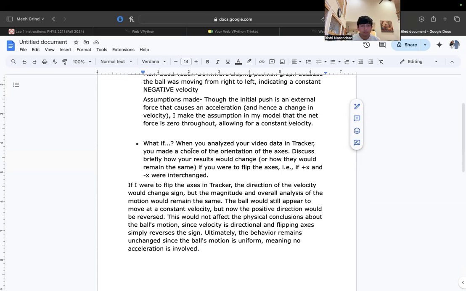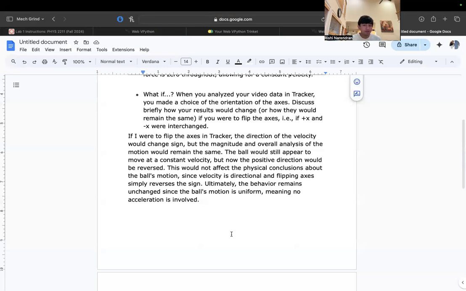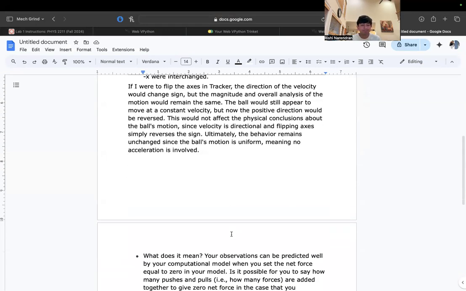So the first question asks, when you analyzed your video data in Tracker, you made a choice of the orientation of the axes. Discuss briefly how your results would change or how they would remain the same if you were to flip the axes. And to this, I responded that if I were to flip the axes in Tracker, the direction of the velocity would change sign, but the magnitude and overall analysis of the motion remained the same. The ball would still appear to move at a constant velocity, but because the positive direction would be reversed to the negative direction, this wouldn't really affect our physical conclusions about the ball's motion. Velocity is a vector and has direction and magnitude, and flipping the axes simply changes the direction, aka the sign. So ultimately, the behavior remains unchanged since the ball's motion is uniform.